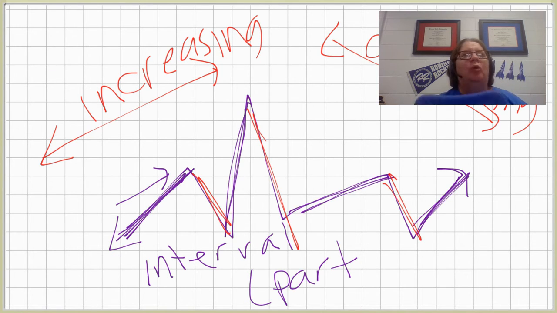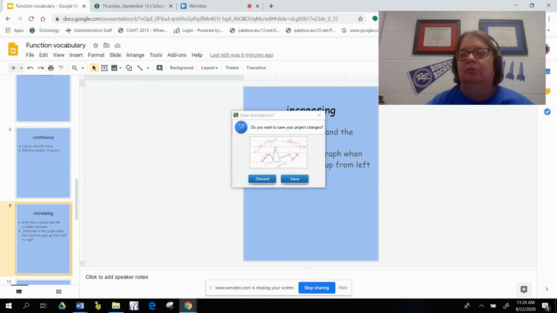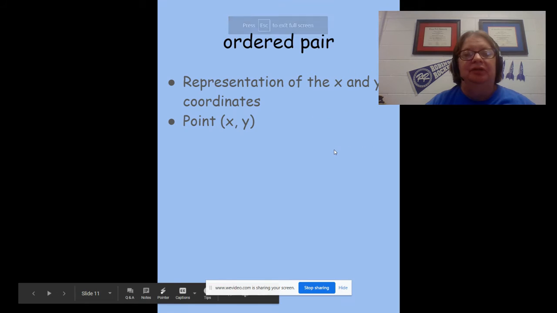Okay, so you can have more than one interval in a function. Part of it might be increasing, part of it might be decreasing. Increasing means as the x values go up, the y values go up. Decreasing means as the x values go up, or as we move from left to right, as the x values increase, the y values decrease. All right. So we've done increasing, we've done decreasing.